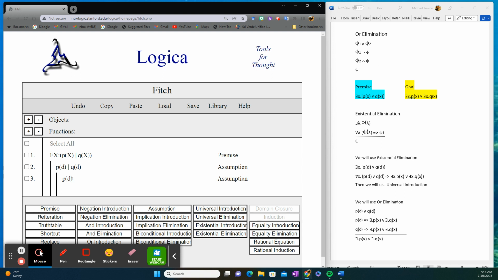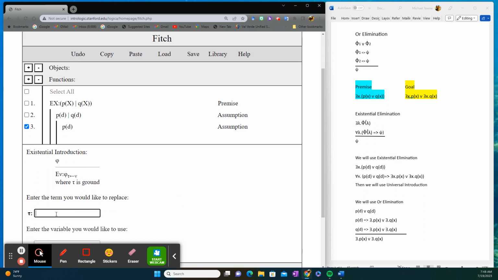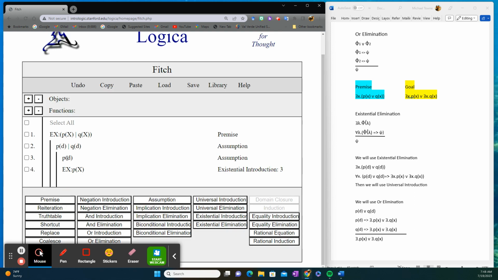So how do I do that? If I know P of D, where D is a placeholder for any object constant, I can do existential introduction, where I'm replacing D with X. Because what does this say? It says if a specific P of D is true, then I can say that there exists some X such that P of X is true. That's existential introduction. That's relatively easy.